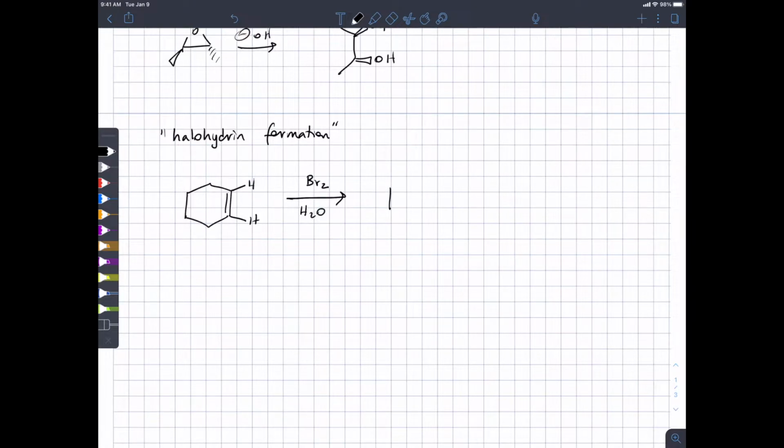So as before, you form a bridged bromonium ion intermediate. The mechanism for forming that is written above. But in the second step, you've got this competition between Br- and water. All right, so Br2 is the reagent, water is the solvent.